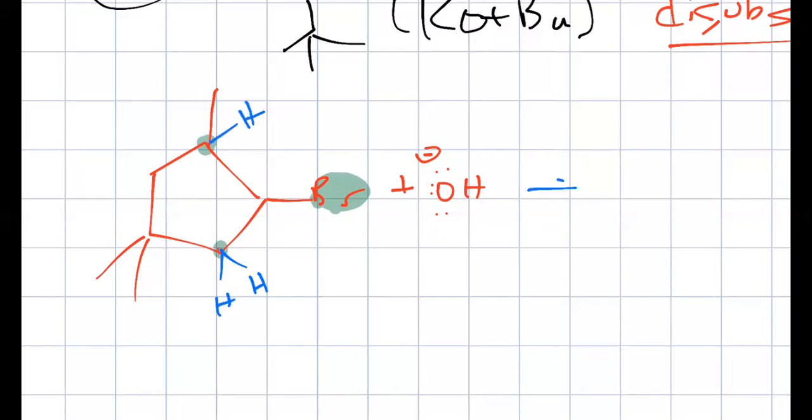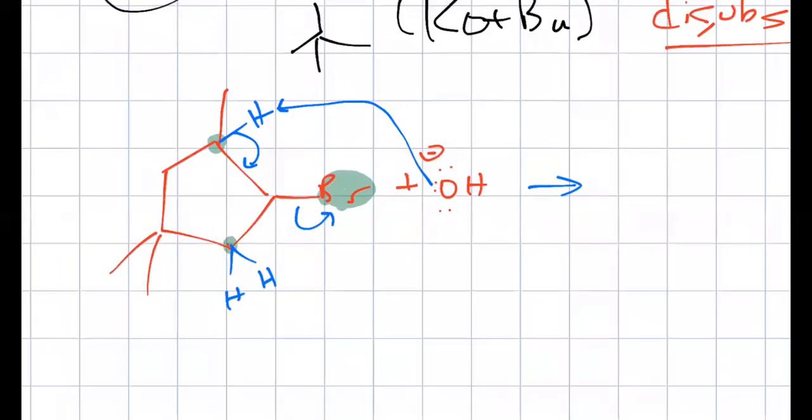Right? All right, so now let's just go through the arrows because I think that helps a lot. Boom, boom, boom, just like that. It's all concerted, just like the SN2, except you're not doing substitution, you're doing elimination. So what is that product going to look like?